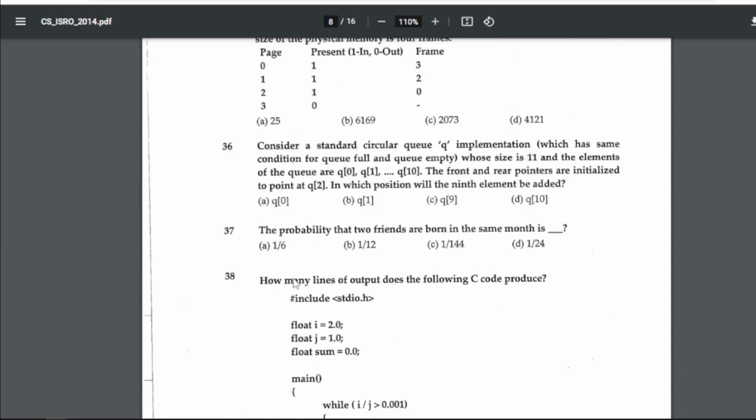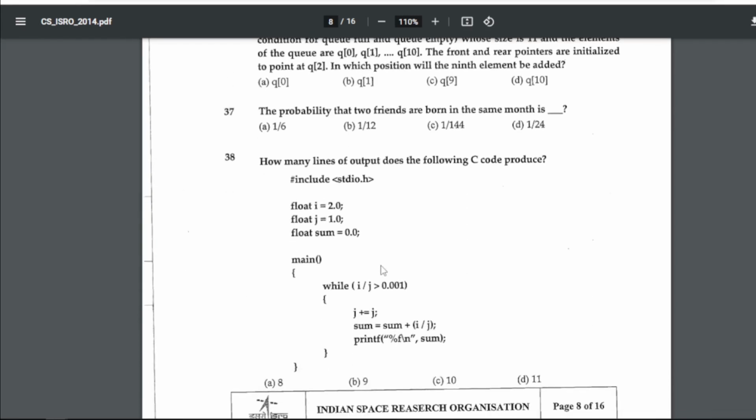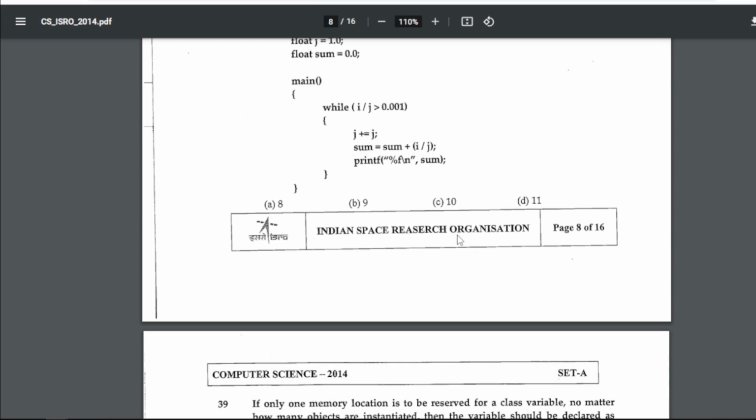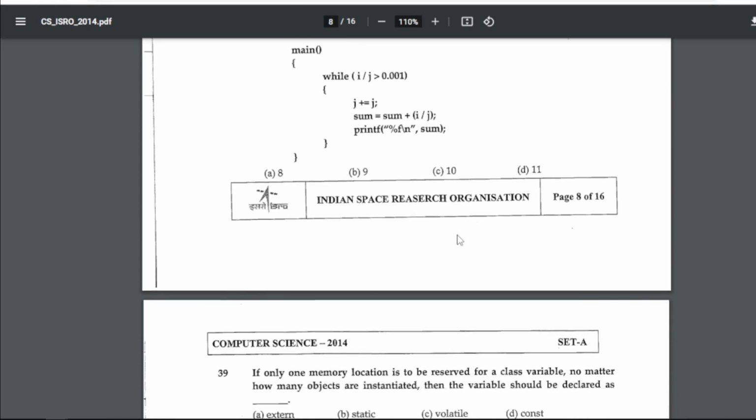Now, next question is: the probability that two friends are born in the same month is what? So for 37, our answer will be B, that is 1 by 12. So the probability that two friends are born in the same month is 1 by 12. For 38, how many lines of output does the following C code produce? If you solve this particular question, you will get the answer as 11, that is option D. So this will be our answer.